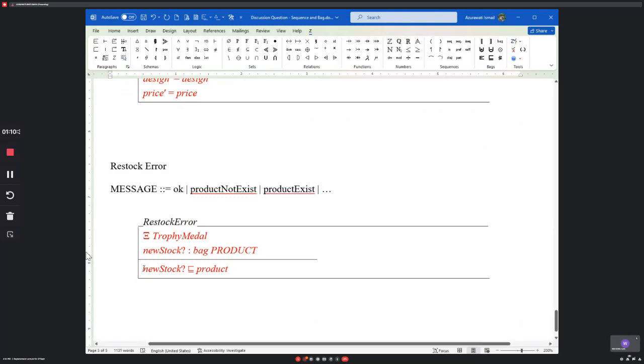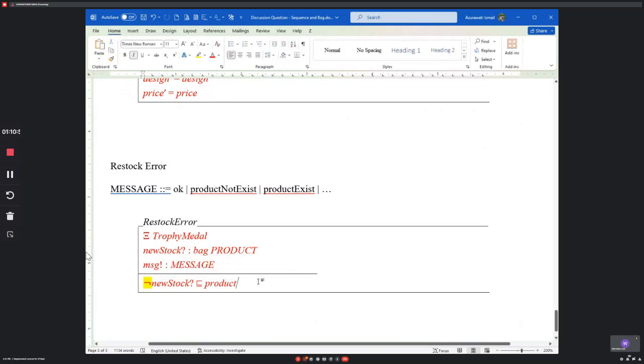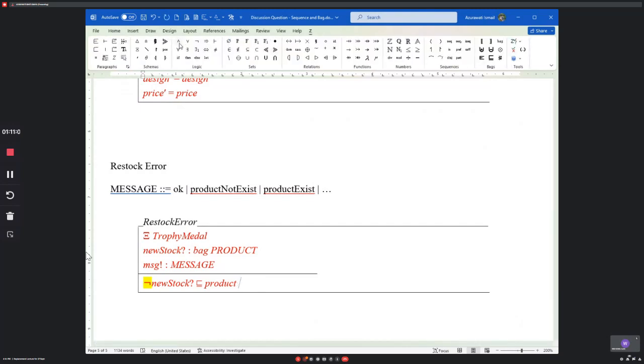Then if you want to do the error scenario, here it should be message equals to message, for example, not equal, sorry. Then here you just put the not operator, that's all. And then after that, you put the conjunction as usual. What you did as a normal, error message equals to, for example, product not exist. So you just put it like that.